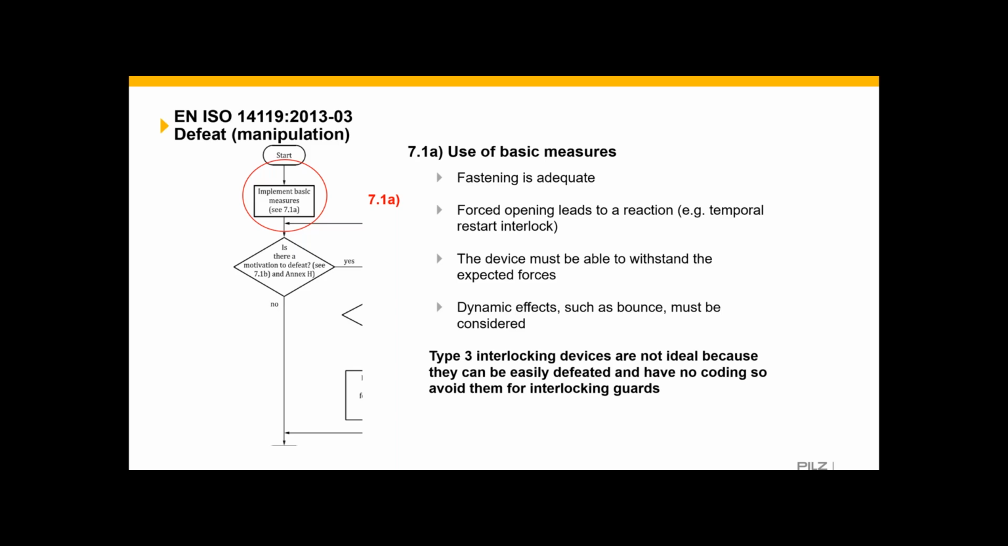So we're not always careful when opening and closing guards, flaps and covers, for instance. And so the impact of that door being slammed closed needs to be taken into account, and the effect of that operation should not have any effect on the operation of the interlock. And we should avoid type 3 interlocking devices unless shown in a risk assessment, due to the fact that there is a lack of coding on these devices, and therefore they're easy to bypass.